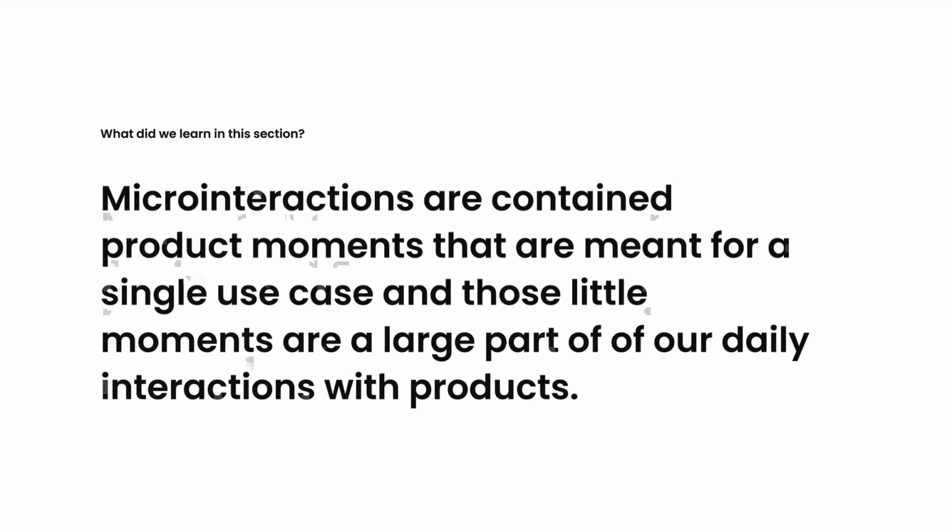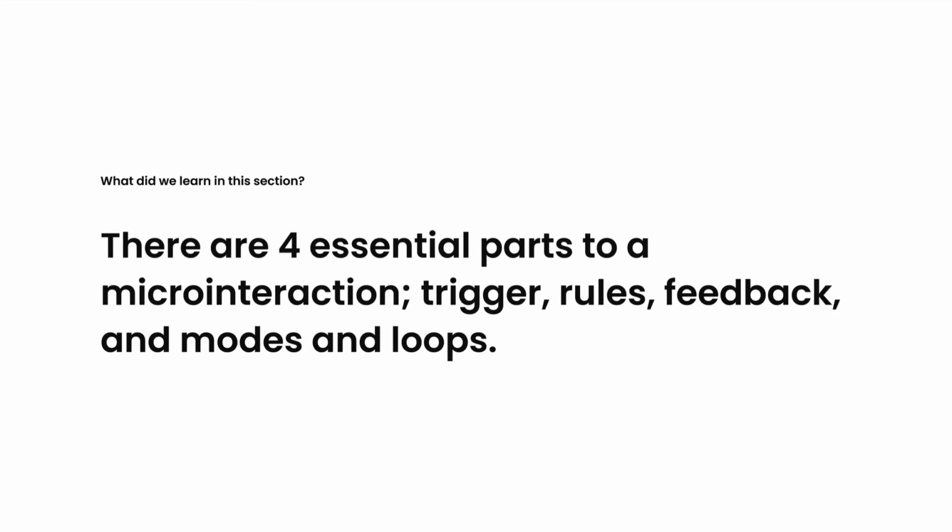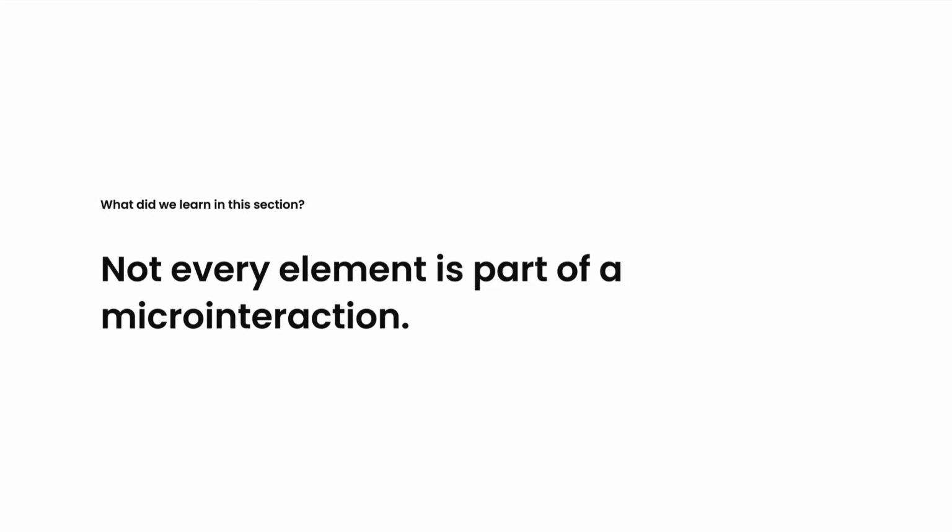We also learned about microinteractions. We learned that they're contained product moments that are meant for a single use case, and those little moments are a large part of our daily interactions with products. We learned that there are 4 essential parts to a microinteraction. Number 1 being the trigger, number 2 being rules, number 3 being feedback, and 4 is modes and loops. But most importantly, we learned that not every element is a microinteraction.